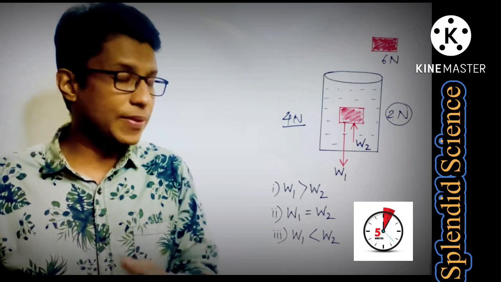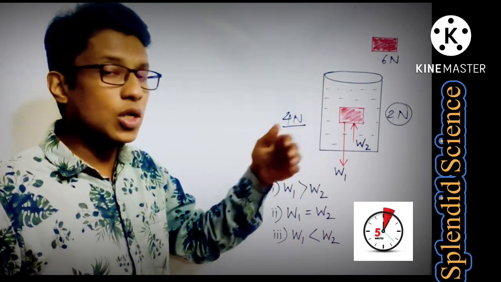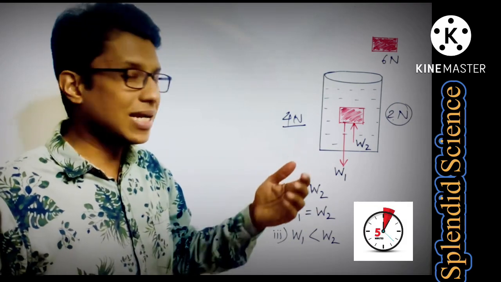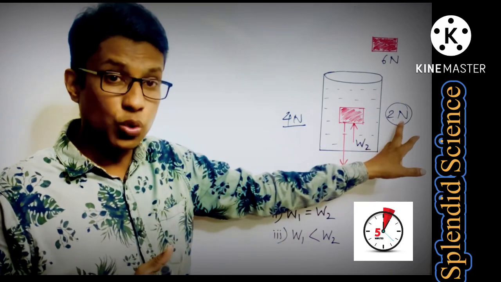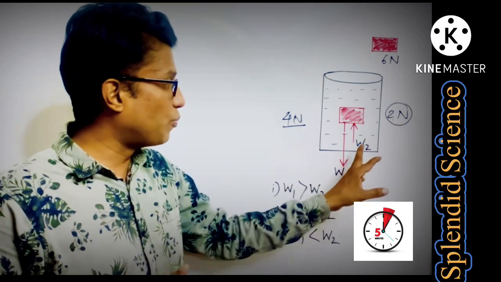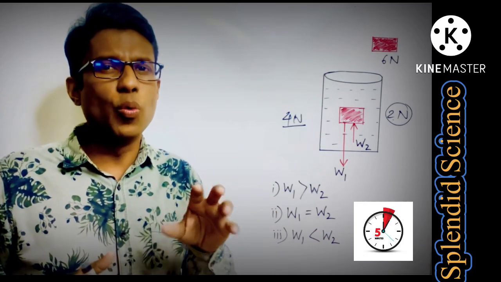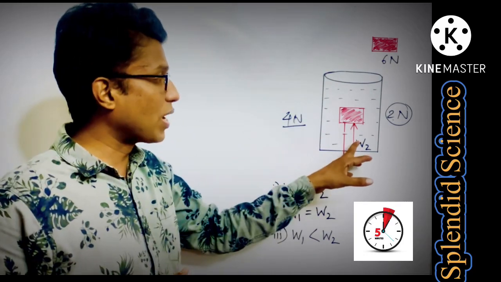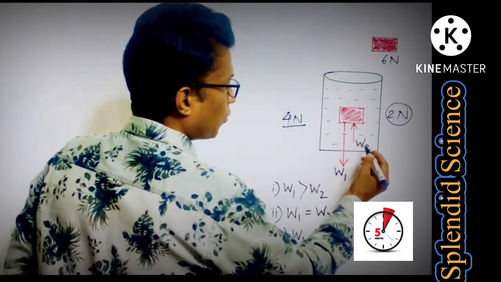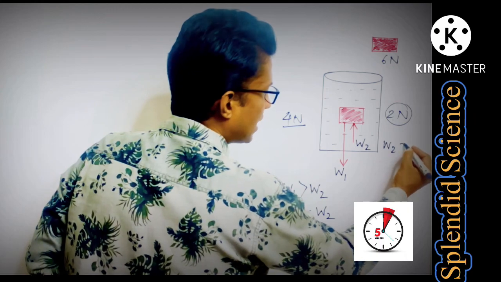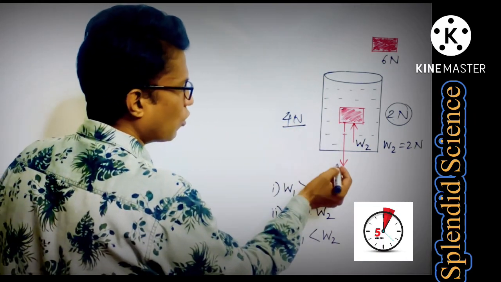So what is buoyancy? When it has submerged into the water, it has lost its weight just equal to the weight of the displaced water, which is 2 Newton, and magically the buoyancy, which is upward force, is just equal to the lost weight. That means the buoyancy is 2 Newton. So here students, the buoyancy W2 is equal to 2 Newton and the downward force is 4 Newton.